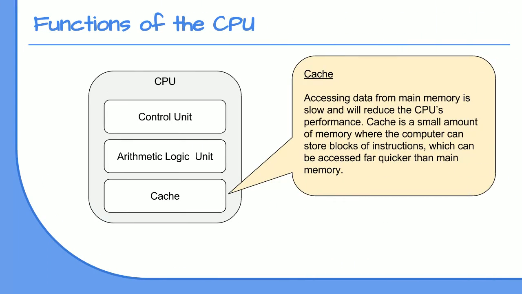The CPU will have some memory called the cache. Accessing instructions from the main memory is very slow. This would restrict the performance of the CPU. The cache memory is a very fast piece of memory, but it's also quite expensive, where blocks of instructions can be copied from a memory into the cache so the CPU can access it quickly. The data can be replaced or written back to main memory if needed.